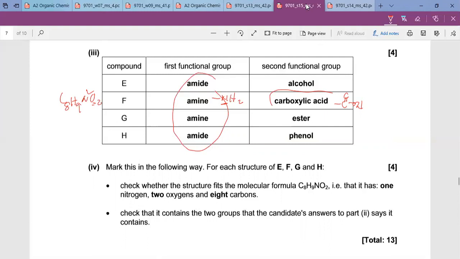Now, of course, the other functional group here, for it to have 2 oxygen, it must be an ester. Because these two are different, they cannot be the same. If you put carboxylic acid, it's the same again. So now how do you figure it out?